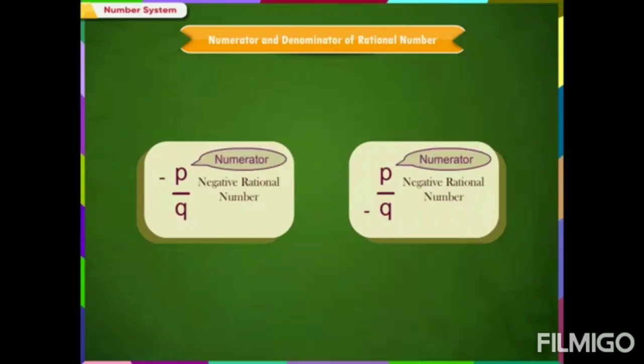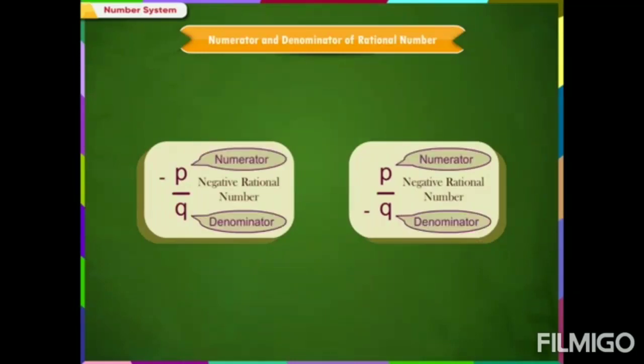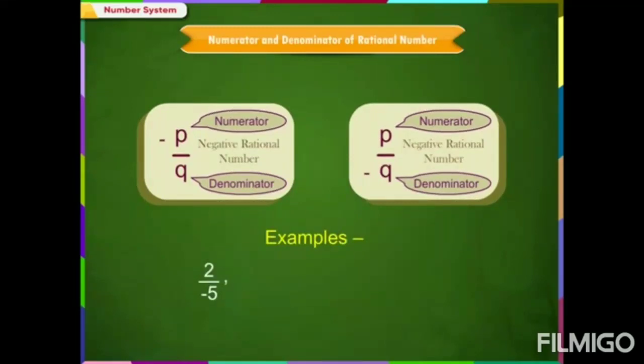If either numerator or denominator is negative, then the rational number is called a negative rational number. In the numbers shown on the screen, we see that either the numerator or the denominator has a negative sign, making these numbers negative rational numbers.